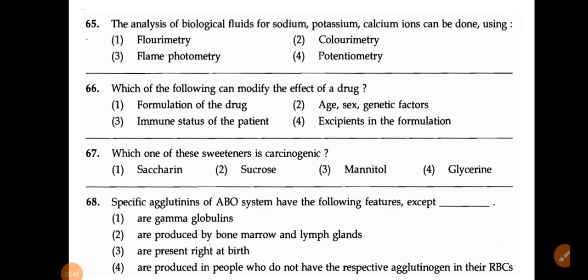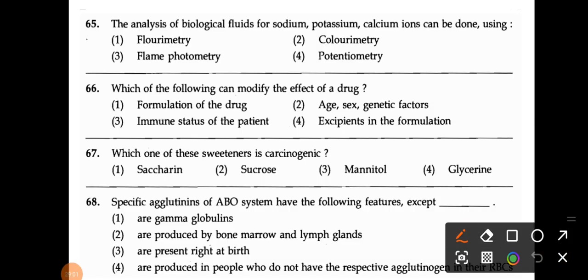65. The analysis of biological fluids for sodium, potassium, calcium ions can be done using. The options are fluorometry, colorimetry, flame photometry, and potentiometry. So the correct answer is flame photometry. Which of the following can modify the effect of a drug? The options are formulation, age, sex, genetic factors, immune status of the patient, and excipients in the formulation. So here also your correct answer is age, sex, and genetic factors.